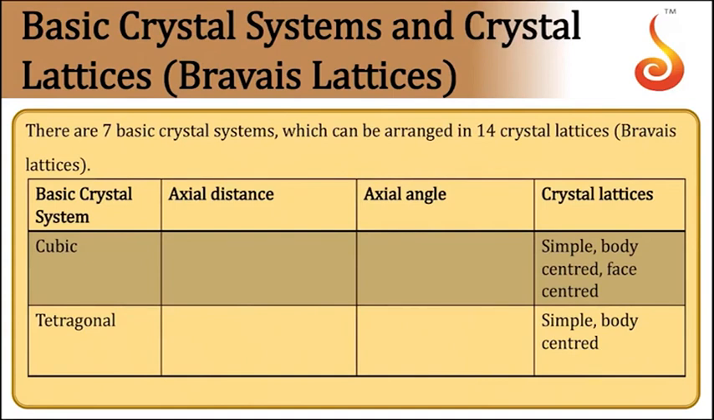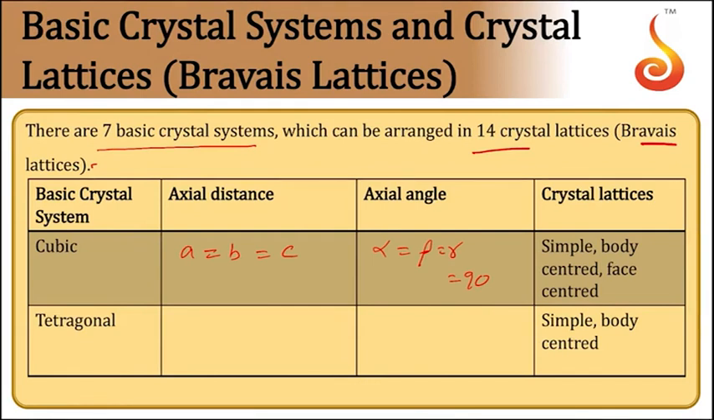Now the Bravais lattice structures, there are 7 basic crystal systems which can be categorized into 14 crystal systems we have, and they are called Bravais lattices. Let us take the dimensions of these Bravais lattices. The cubic one, all 3 axial distances will be equal, A is equal to B is equal to C. In cubic structure, all angles are also equal. Alpha is equal to beta is equal to gamma, and each angle is equal to 90 degrees.